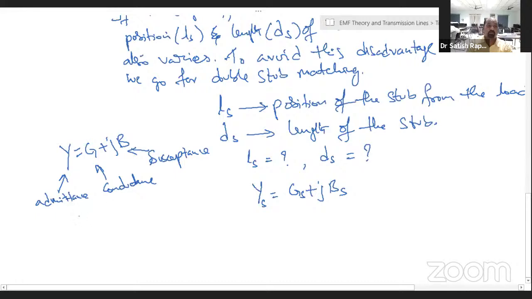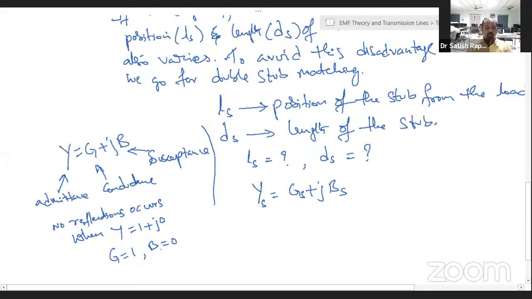So no reflections take place when impedance matching is provided, right? No reflections occur when Y, the admittance, is equal to 1 plus J 0. That means the real part is resistive and the imaginary part should be equal to 0. So that means G is equal to 1 and B is equal to 0. When this condition is satisfied, no reflections take place in any transmission line, when the imaginary part is 0.